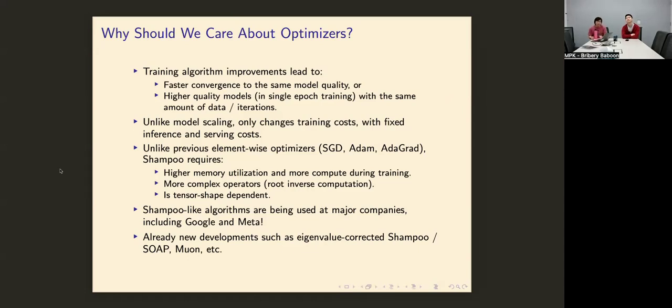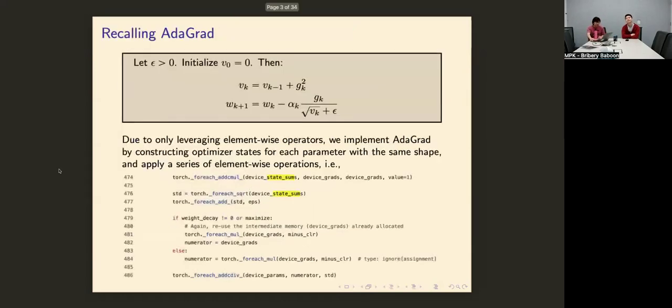We recently were able to show that our implementation works quite well also on this external ML Commons AlgoPerf benchmark as well. And now there are already these new developments that are coming out. If you've heard of these techniques like SOAP or Muon, et cetera, which I think makes this whole area very exciting. So I'd like to start off by trying to remind you guys of Adagrad.